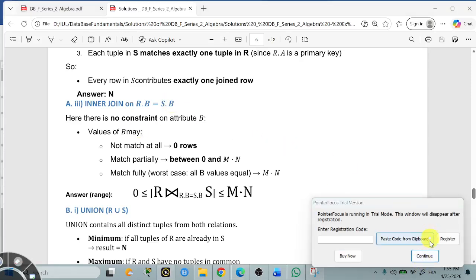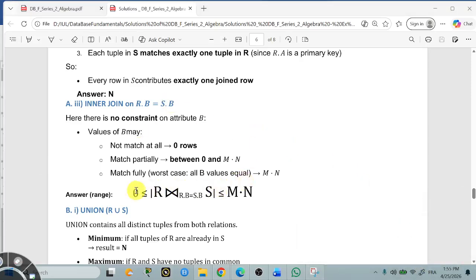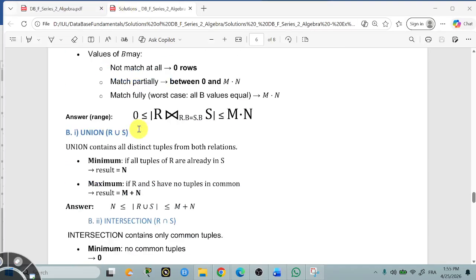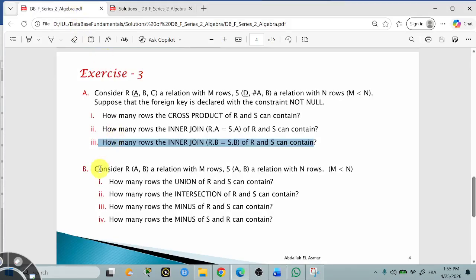Okay, the result is between 0 and m times n. The fourth, okay, this is a new question. Consider R contains A and B with m rows, and S(A, B) has the same relational schema, AB, with n rows.